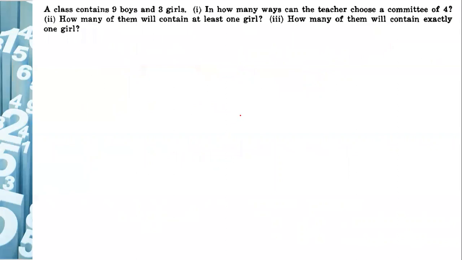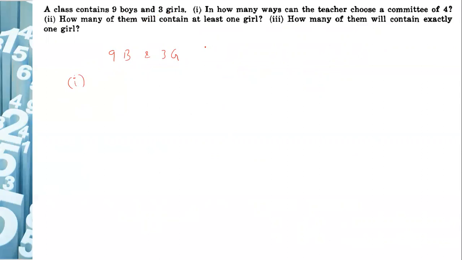Now let us see one more. A class consisting of 9 boys and 3 girls. So in a class there are 9 boys and 3 girls. What is the first problem he's saying? In how many ways can the teacher choose a committee of 4?